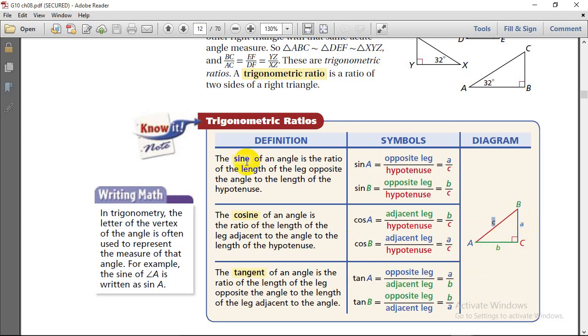Okay, again the sine is what? Opposite over hypotenuse. Cosine is adjacent over hypotenuse. What about the tangent? Tangent is opposite over adjacent. So if here I'm at A, what's opposite? A over B. Opposite over adjacent. Okay?